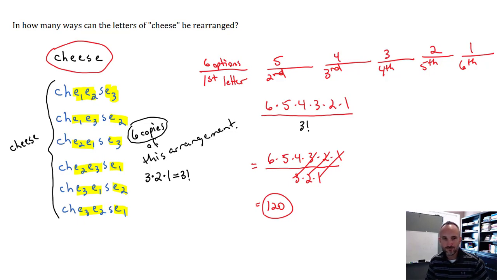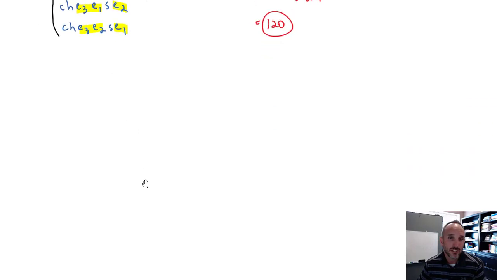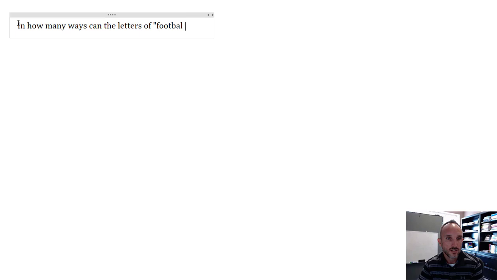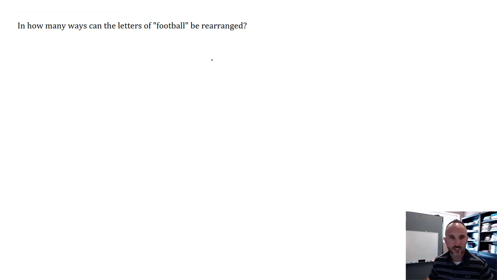Okay? So no big deal. But let's look at a harder example. What if more than one of your characters repeats, has duplicates? So let's look at in how many ways can the letters of football be rearranged. And this time I'm not going to draw out all of the possibilities. I'm just going to show you the logic extrapolating from what we did before.